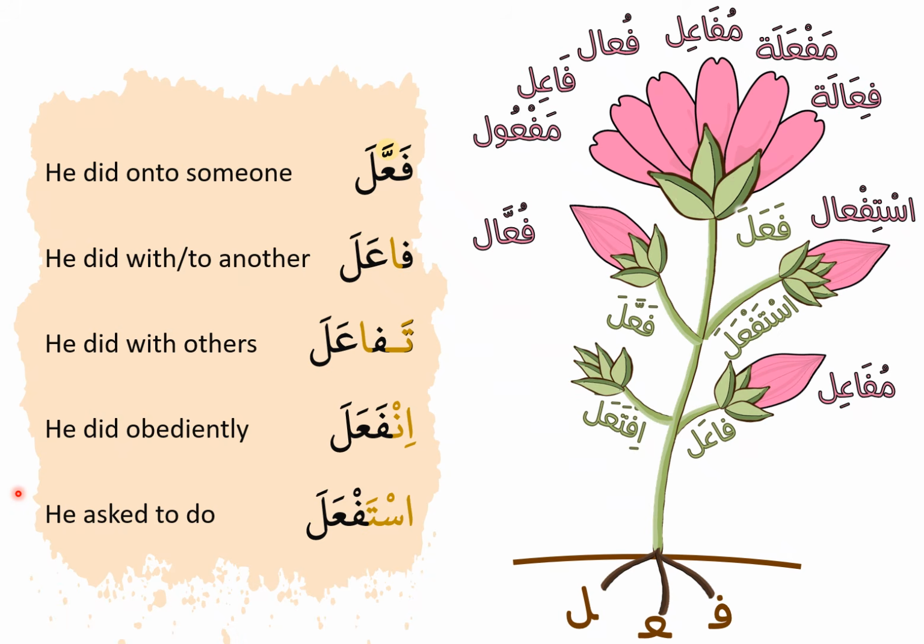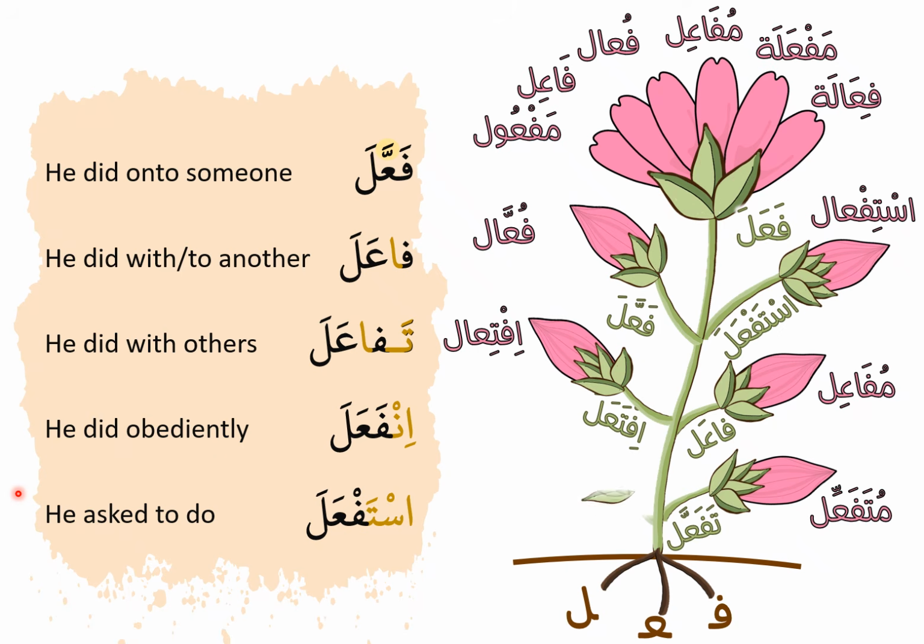There's fa'ala, meaning the two that completed the action together, with its noun, and there's ifta'ala, and so on. So this here is the complete selection. These are 7 verb forms for the same root fa'ala. These are the verb forms, and around them, the flowers are the noun forms.